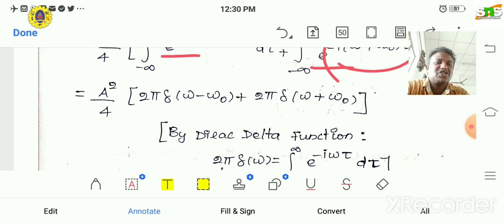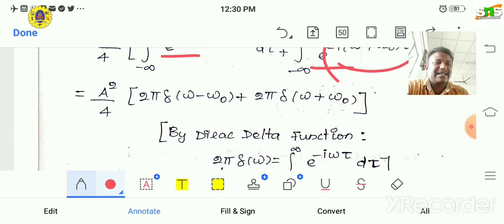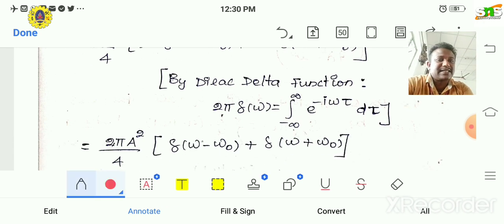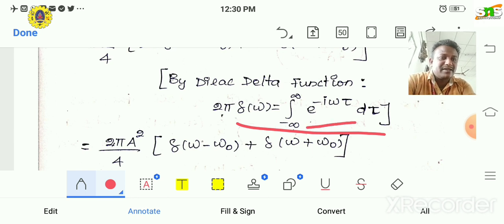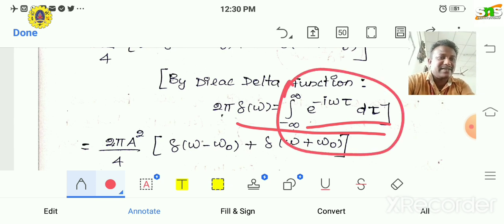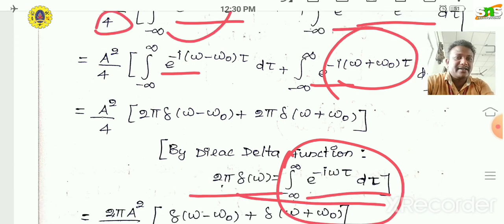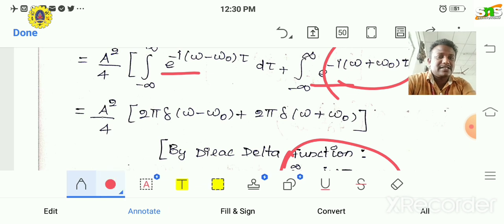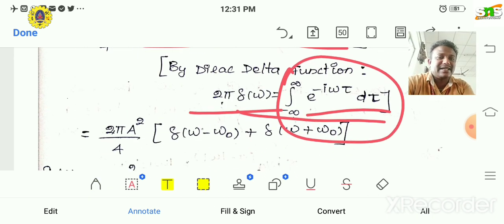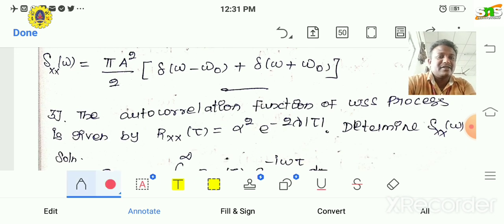For the remaining part, I have directly given the results, because by using the Dirac delta function we have a result. Whenever we have the integral from minus infinity to plus infinity of e power minus j omega tau d tau, we can directly apply this result. This is the first part, and this is the second part. In both parts we have the same structure, so we can apply the result. After applying the results, we can directly simplify it, and after simplifying we get our result.